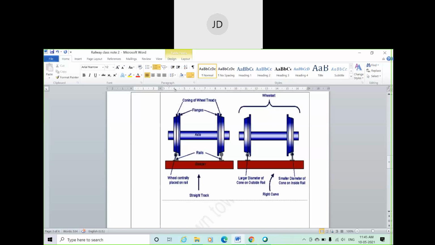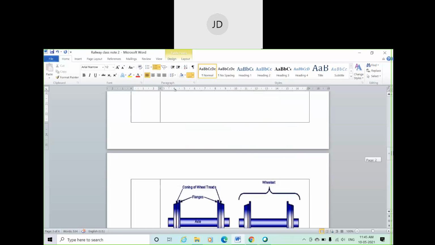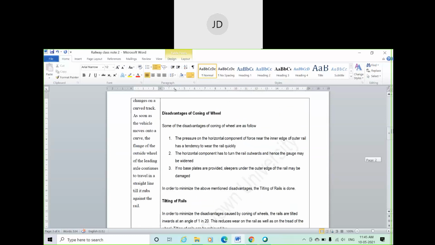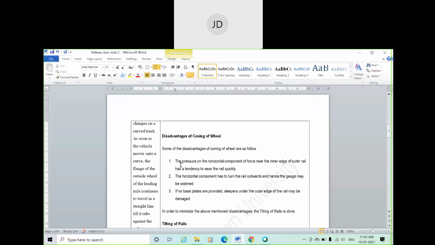Okay, you can see here. You can see the difference: the gap here and the gap here. Okay, this is a drawback. Basically, it has a tendency to wear the rail quickly. Wear means there is a chance of failure.